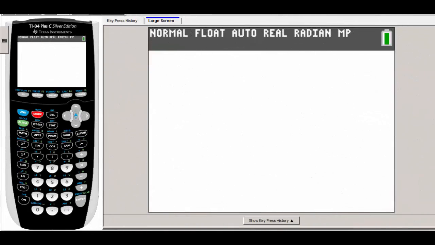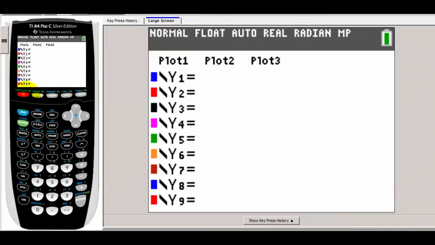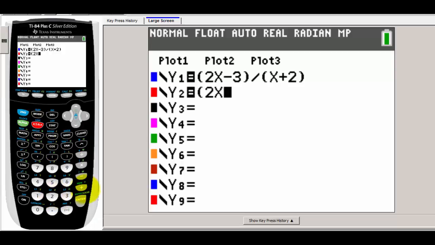Okay, here's a calculator. The first thing I want to do is go in my y equals menu and enter my two functions. The first one given to me is f of x, which is (2x − 3) divided by (x + 2). Here we go. The second one is the one that I think is the inverse: (2x + 3) divided by (2 − x). I believe these two functions are inverse of each other.